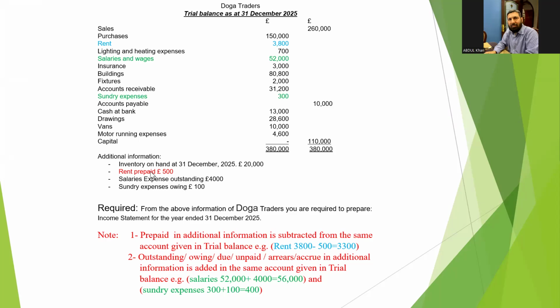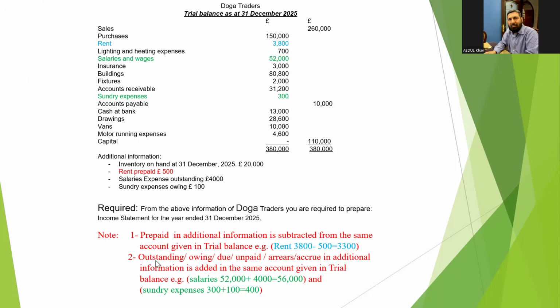If the additional information is rent prepaid, for example, then the prepaid amount is subtracted from the same account given in the trial balance. Same account means rent. So you have to find rent in the trial balance. You can see here rent 3,800. So rent is 3,800 and then rent prepaid is 500. If it is prepaid, you simply subtract: 3,800 minus prepaid 500 and you will get 3,300. I will tell you where and how you will write it.